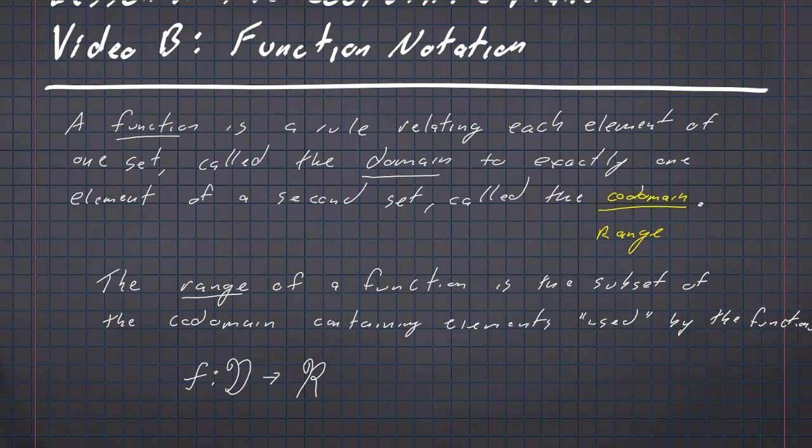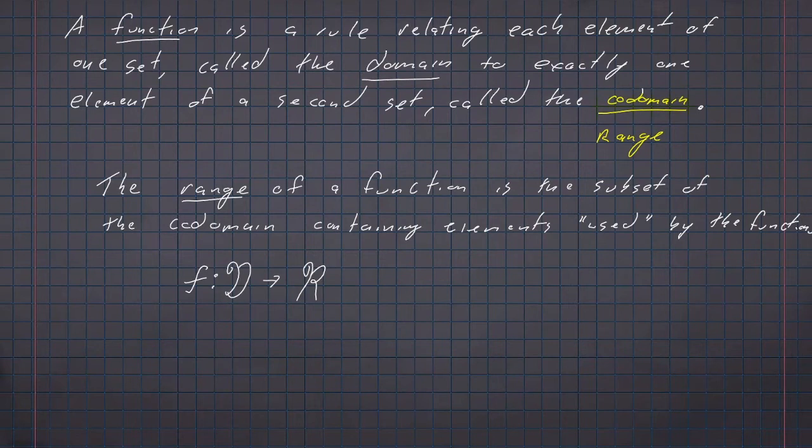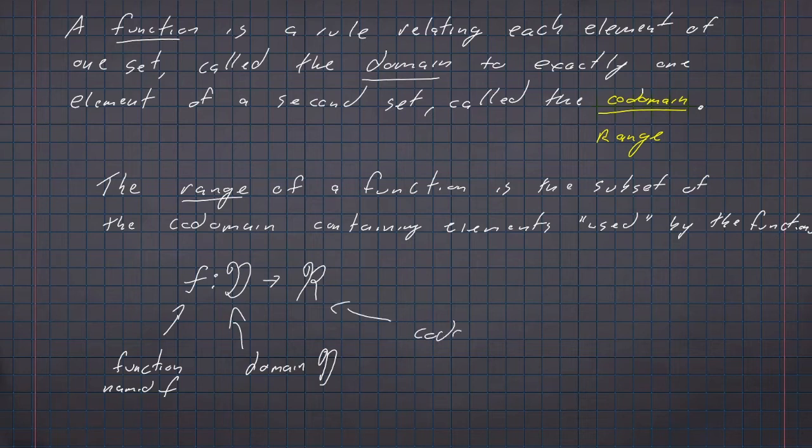We can shorthand the definition of a function using this set of symbols. So in this particular case, we have a function named f, we have a domain named curly d, and we have a codomain named curly r.